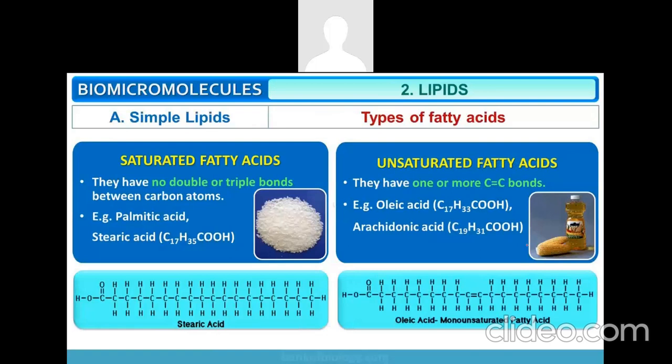Next, the simple lipids can be classified into saturated fatty acids and unsaturated fatty acids. This is very similar to what you would have studied in grade 10. That is, the saturated fatty acids are those which will not have double or triple bonds, while the unsaturated fatty acids will have one or more double bonds or triple bonds. For example, saturated fatty acids include palmitic acid and stearic acid, and unsaturated fatty acids include arachidonic acid and oleic acid.